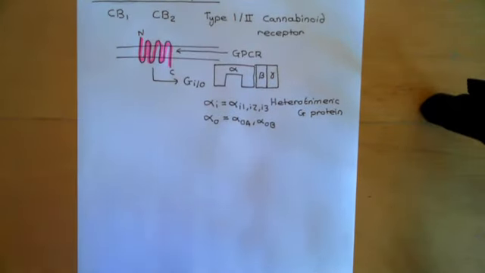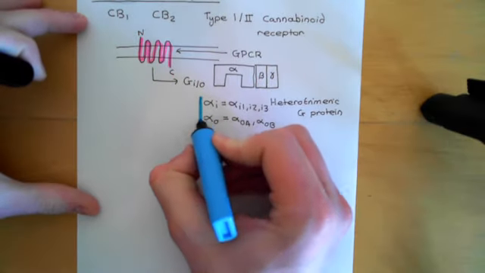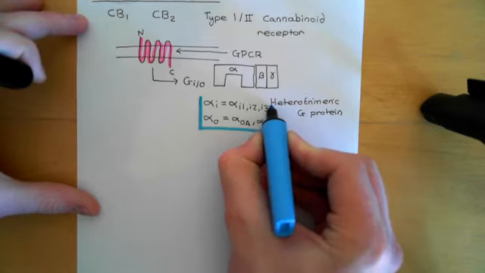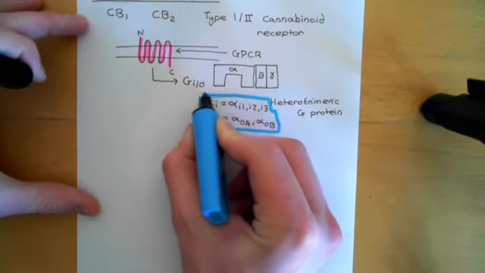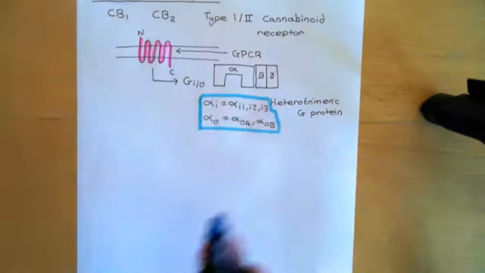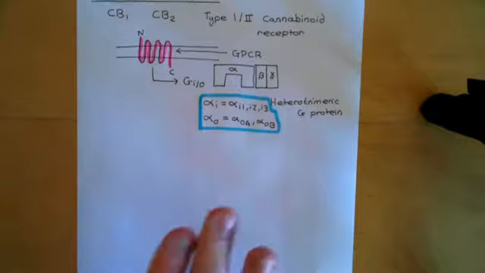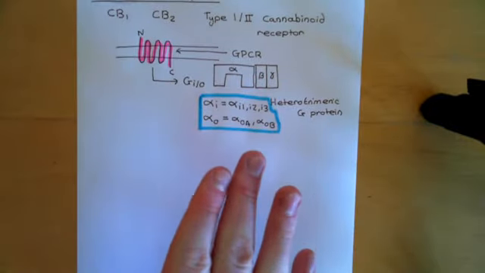Now, basically, you don't need to fuss about this because all 5 of these different alpha subunits do exactly the same thing. They inhibit adenylyl cyclase enzymes, and thereby reduce the amount of cyclic AMP. So all of these seem to do the same thing.